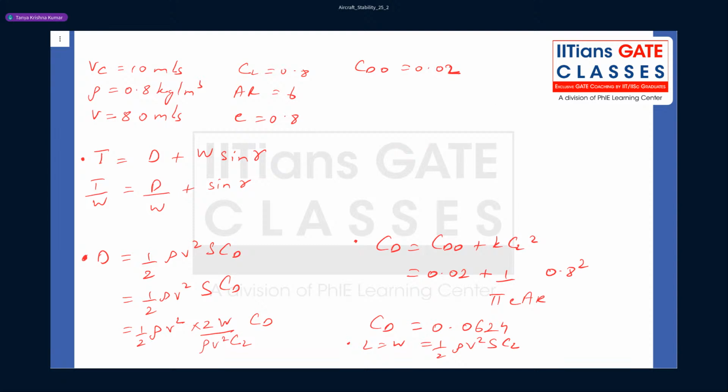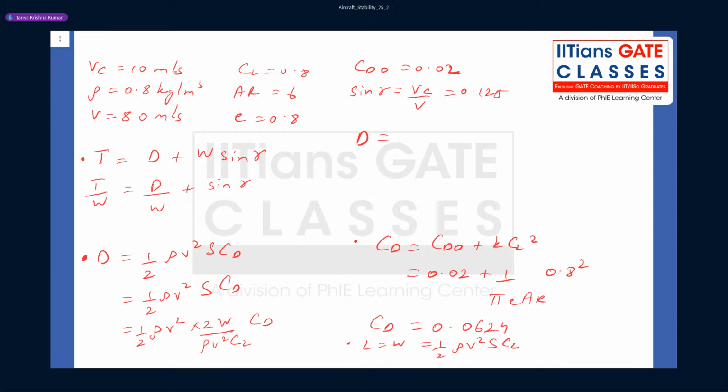So I'll just write that sine gamma here is VC by V. What was the value that we got for sine gamma? Just a second, yeah, it was 0.125. Okay, so now let's continue this drag estimation.